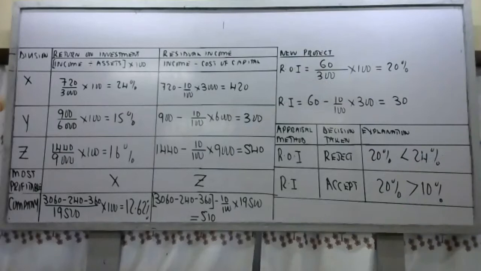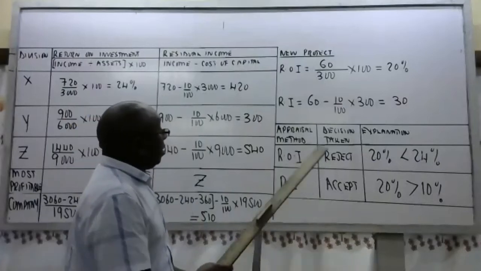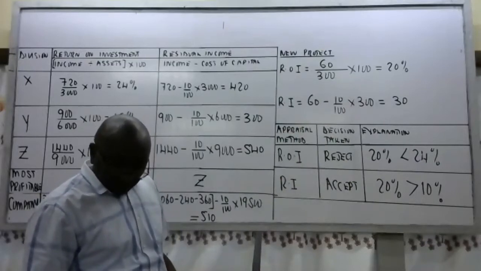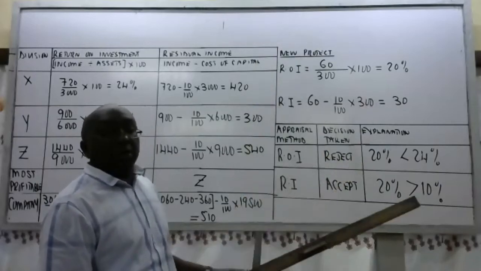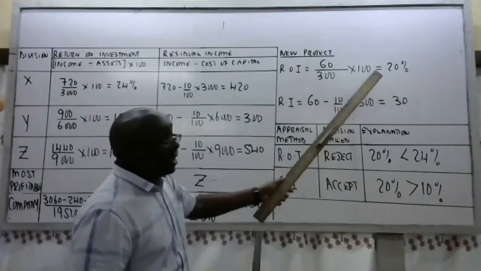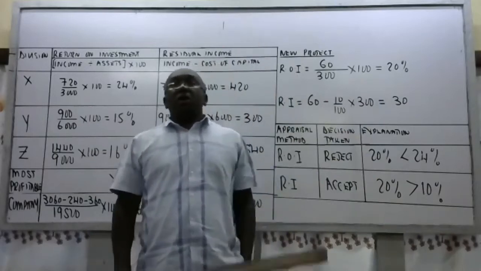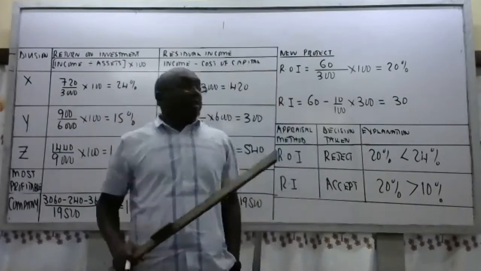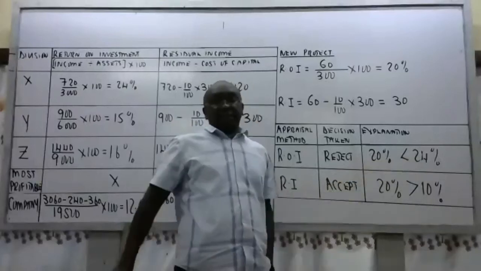That is how you can look at it. I told you when you're using the return on investment as the appraisal, you only accept a new project if the new project has a return on investment greater than the existing divisional return on investment. So this new project at hand belongs to division X. And you can see currently division X is having 24. But the new project is coming with 20. So we should reject it because 20 is smaller than the existing.